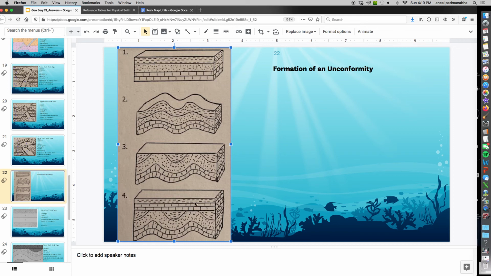So the unconformity is this boundary where this line is right here, we have all these bent, folded rocks, and then it becomes horizontal again. So this is an example of an unconformity. So an unconformity is where you have a change in environments.